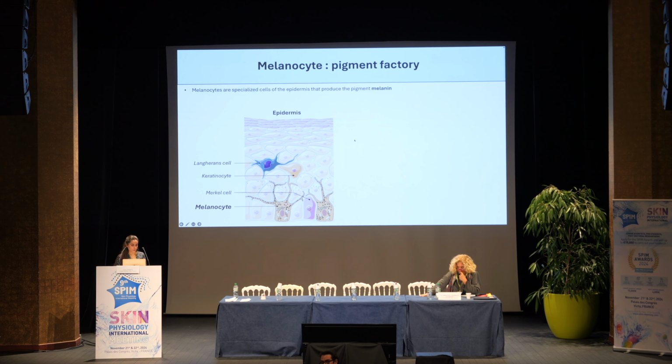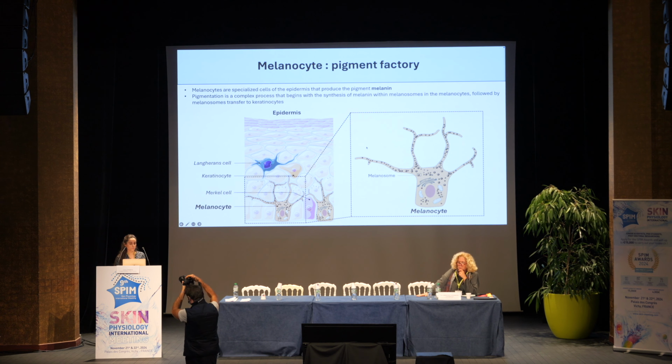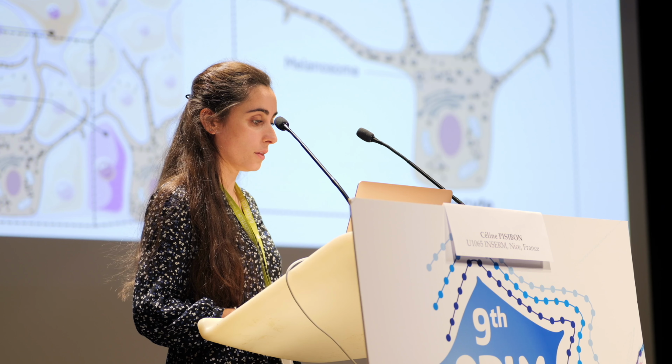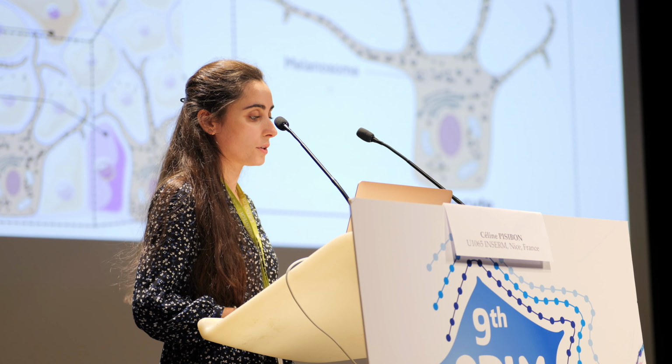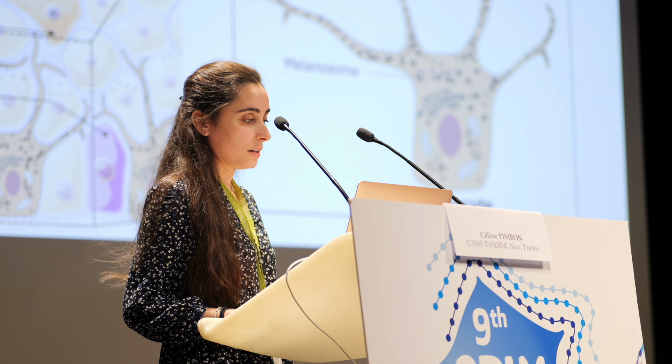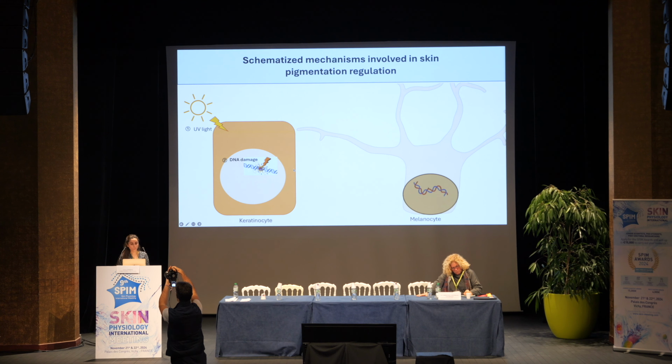So melanocytes are specialized cells that you can find here in the epidermis that produce the pigment melanin. And pigmentation is a complex process that begins with the synthesis of melanin within the melanosomes, which you can find in the melanocytes, that will be transferred to the keratinocytes in order to protect the skin from the UV. But what are the mechanisms that are involved in skin pigmentation regulation?